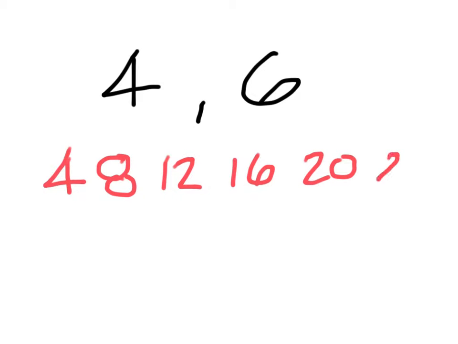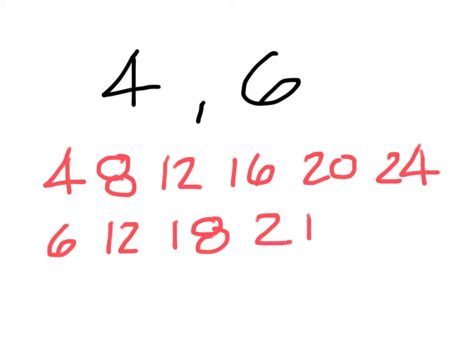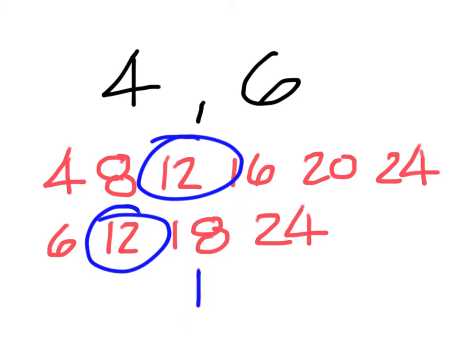The lowest number that 4 and 6 will both divide into can be found by doing this. Start with 4 and keep adding 4 to it: 4, 8, 12, 16, 20, 24. Do the same thing for 6: 6, 12, 18, 24. What's the lowest number they both have in common? Therefore, 12 is your least common denominator. That is how you find it in case you're uncertain.